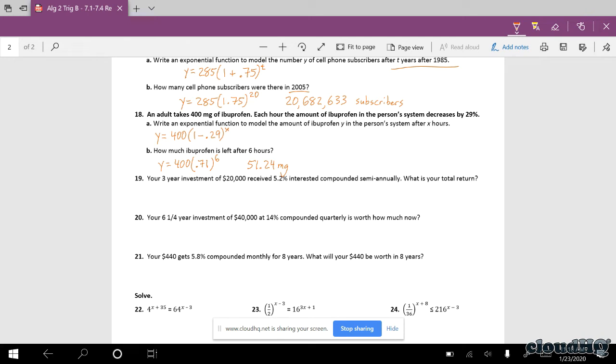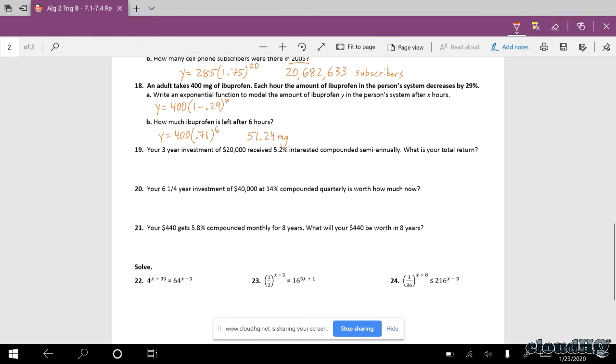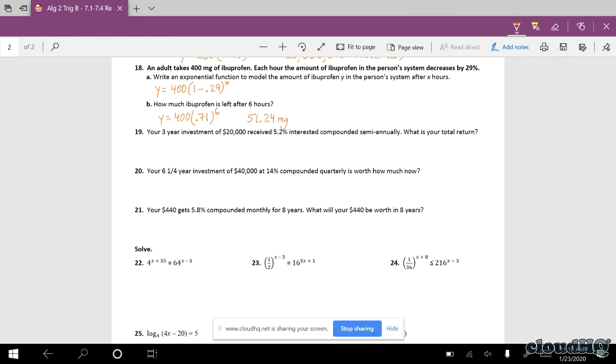Number 19, we're investing money. Compound interest. So we have to use our compound interest model. So we're initially investing 20,000. 1 plus your rate as the decimal is 0.052, but we have to divide it because we're compounding. How many semi-annuals are there in a year? 2. So the n value is 2, and that goes in.